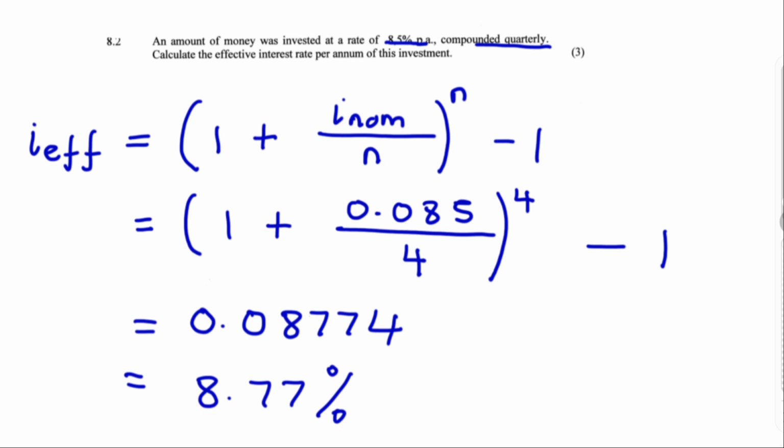and when we convert that into a percentage, it gives me 8.77%. So this is something that is very important, whereby you need to be able to convert between the effective interest rate and the nominal interest rate, being able to convert from one to the other.